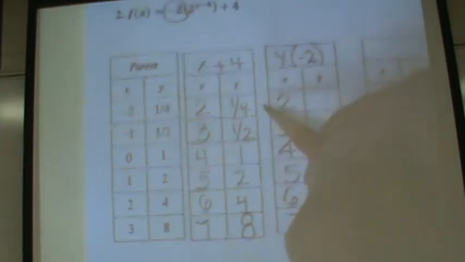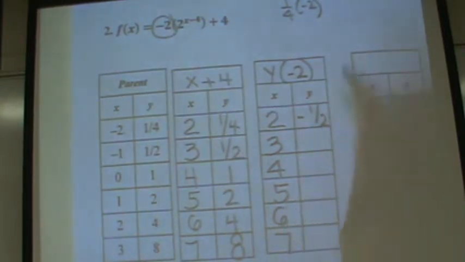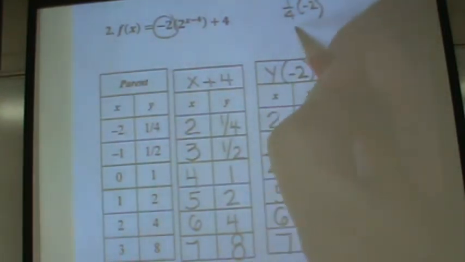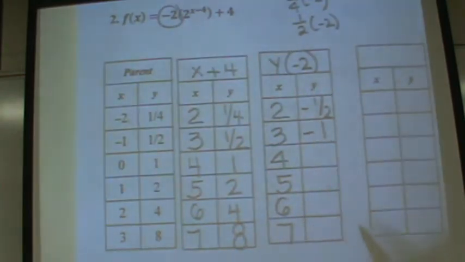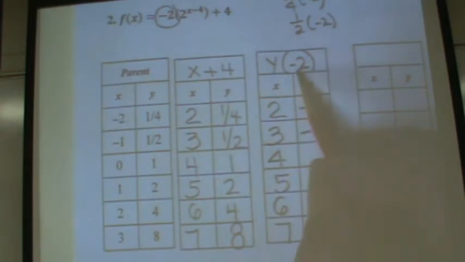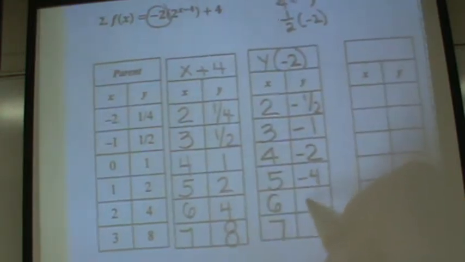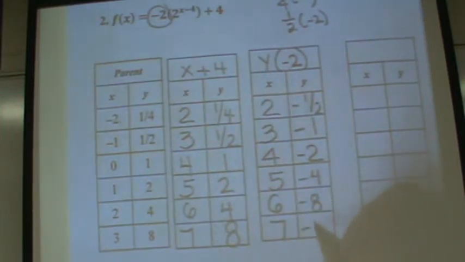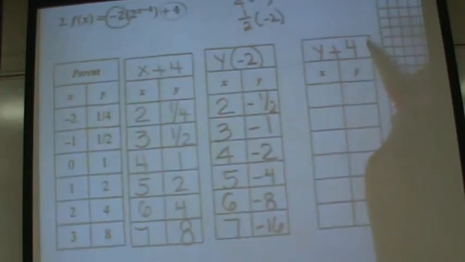So help me out. What's 1/4 times -2? -1/2. What's 1/2 times -2? -1. What's 1 times -2? These ones are easy now. -4, -8, -16. And now the last thing, what are you going to do with this? Take your y values and add 4 to them.